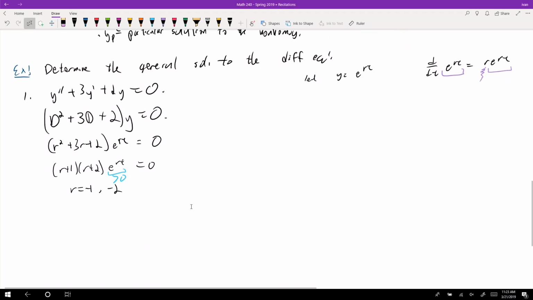So this means e to the rt is in the kernel of L, and so now we want to find a basis for the kernel of L.